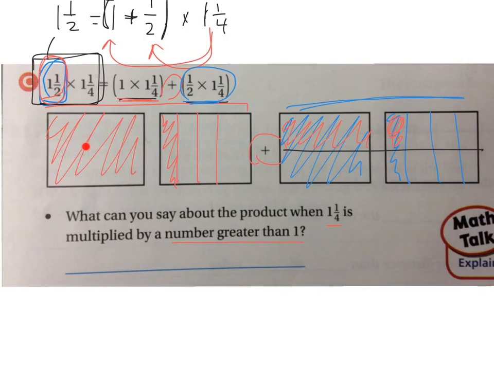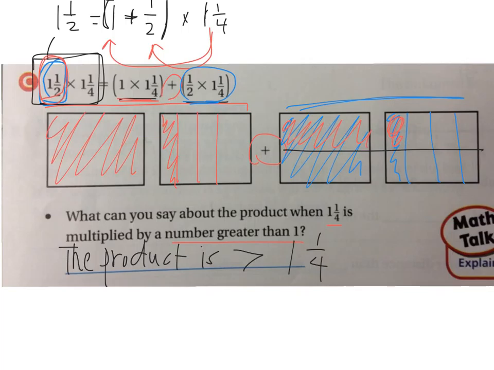Now, remember the product is all of this red stuff. This and also this. What happens to the product when 1 1/4 is multiplied by that number that's greater than 1? Nathan? It becomes greater. Yeah, the product is greater than 1 1/4. Interesting. Greater than 1 1/4. Why is that?